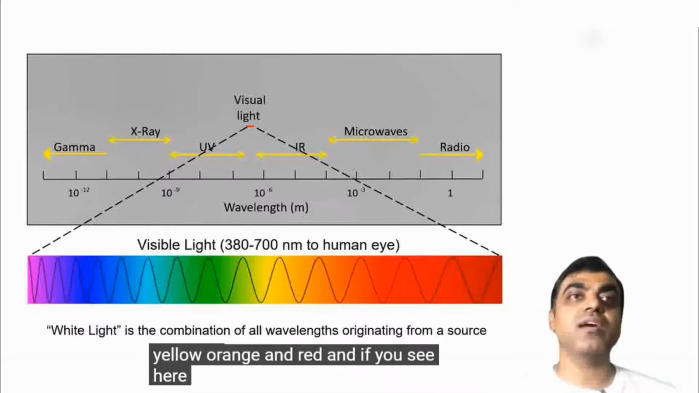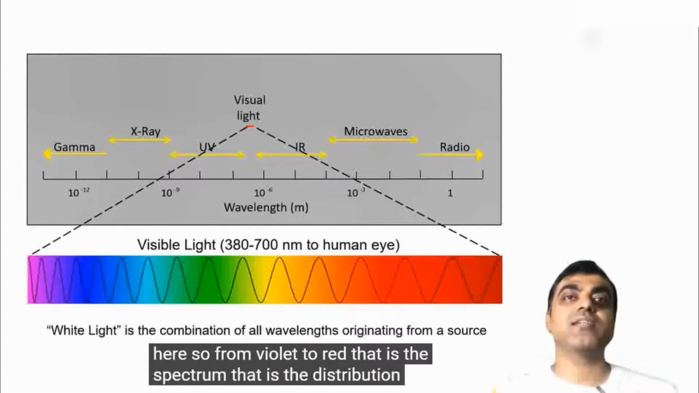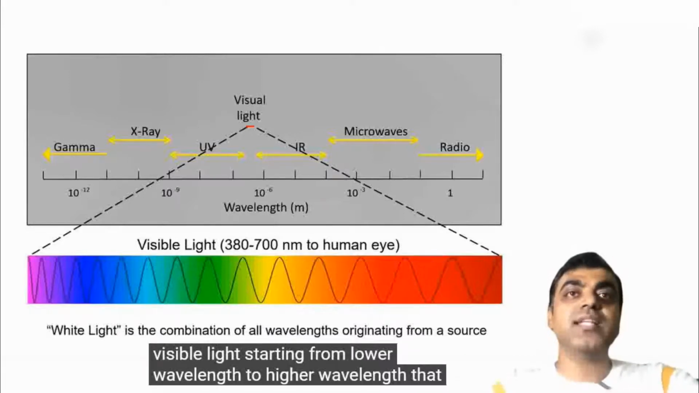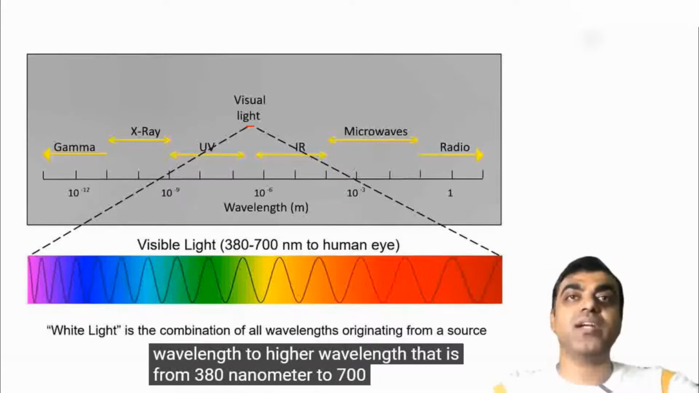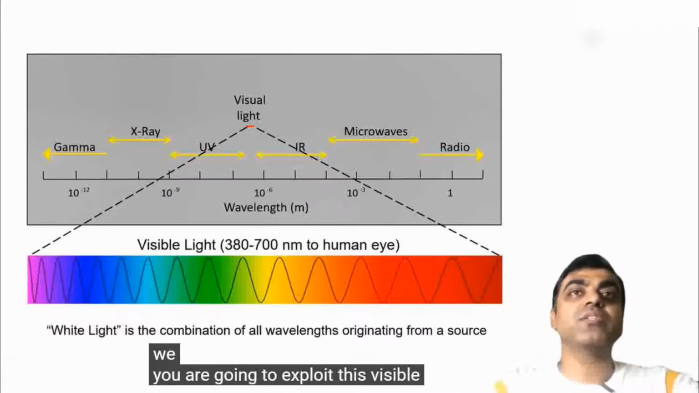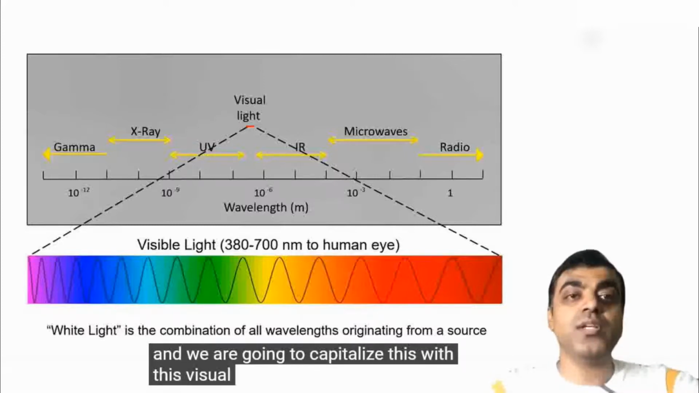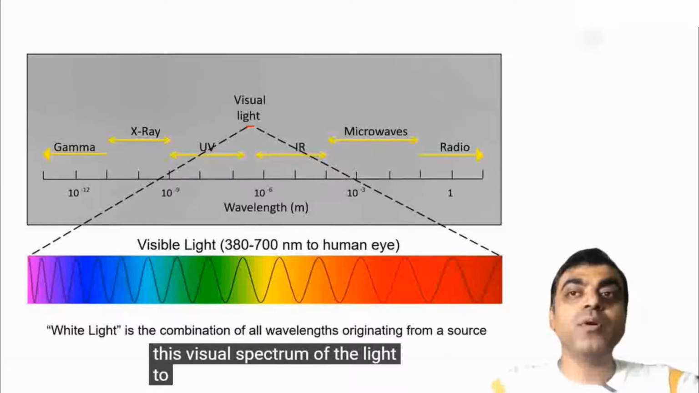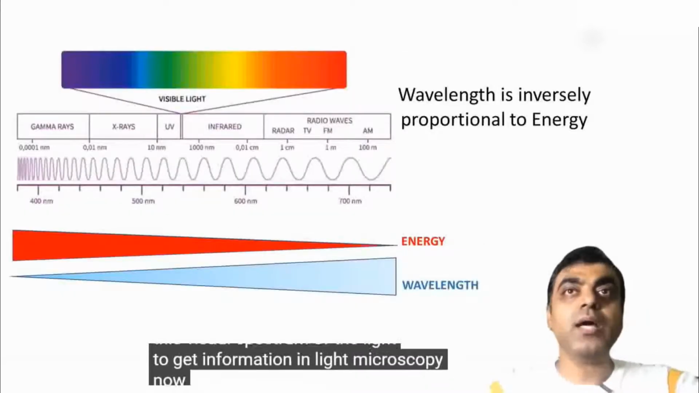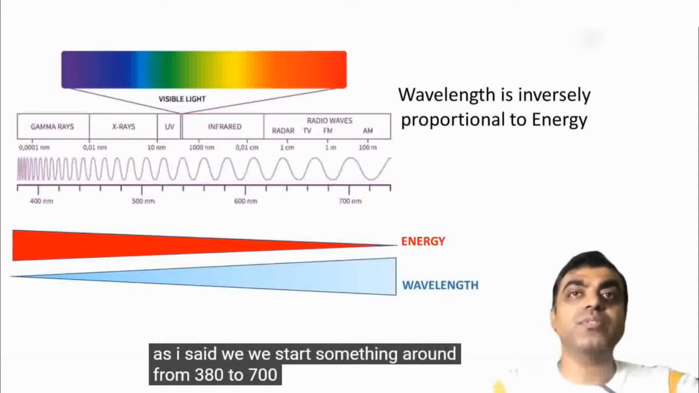If you see here, from violet to red, that is the distribution of the visible light, starting from lower wavelength to higher wavelength, that is from 380 nanometers to 700 nanometers. We are going to capitalize on this visual spectrum of light to get information in light microscopy.